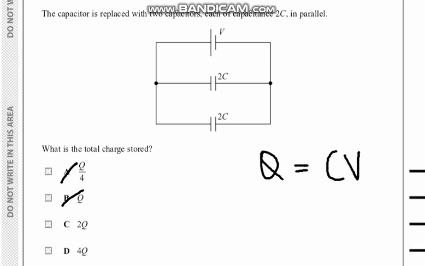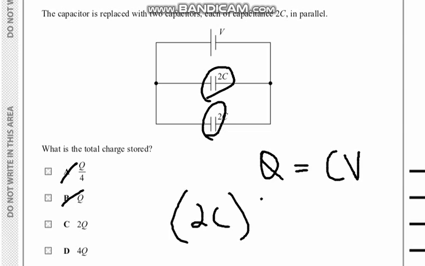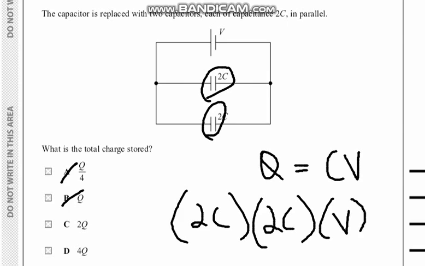Now what we'll do is we'll just calculate the Q value. We have 2C here and 2C here, so we have the double of C. So we write 2C in brackets and 2C again and a V. When we multiply these terms, we get 2 into 2, that's 4, that's 4CV, or you can say 4Q also. So our option is D. So you have to save your time here.